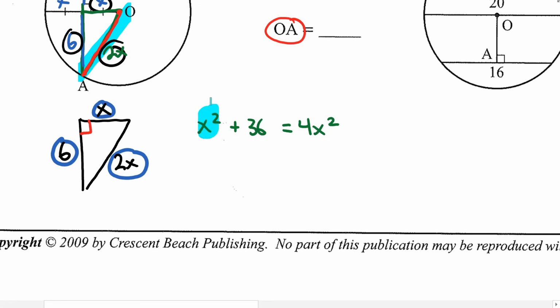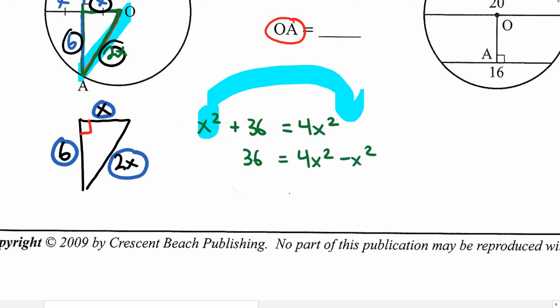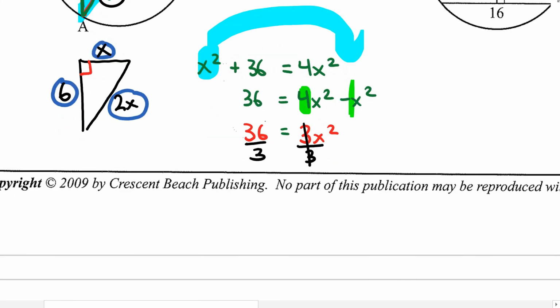Maybe the best way to do this is take this x squared and move it to the other side. If I do that, I get 36 equals to 4x squared minus x squared. And then I have the 4, and there's an invisible 1 here. So 4 minus 1 is going to be 3. So 3x squared equals to 36. And then I can divide both sides by 3. If I do that, those 3s cancel, and 36 divided by 3 is 12. So 12 equals to x squared.